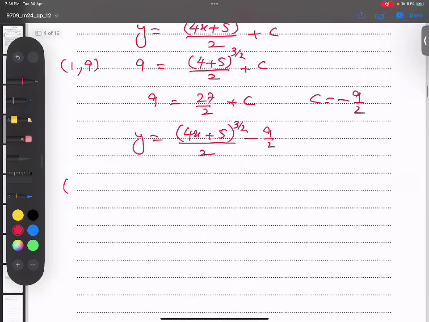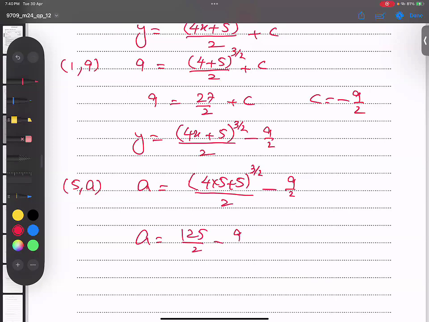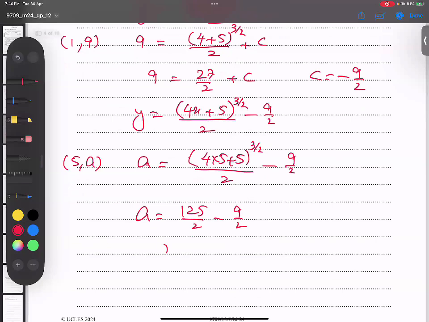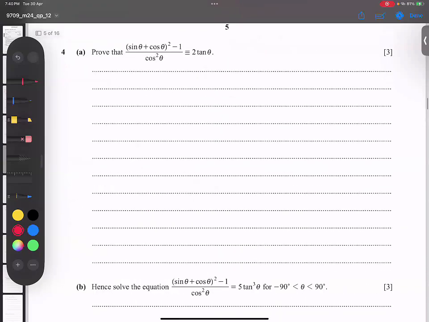So 5a. Now I use 5a. A will come in the place of y, and 5 will come in the place of x. So 4 5s are 20, plus 5, power 3 by 2, over 2, and minus 9 over 2. So students, 4 times 5 is 20, 25 to the power 3 by 2 is 125, over 2, minus 9 over 2. So 125 minus 9 is 116, and divided by 2, I got 58. And I believe you got the point very clear. Let's go for the next question.